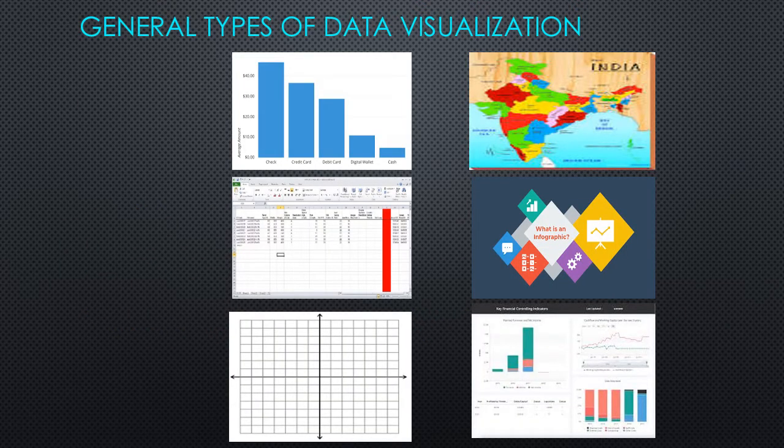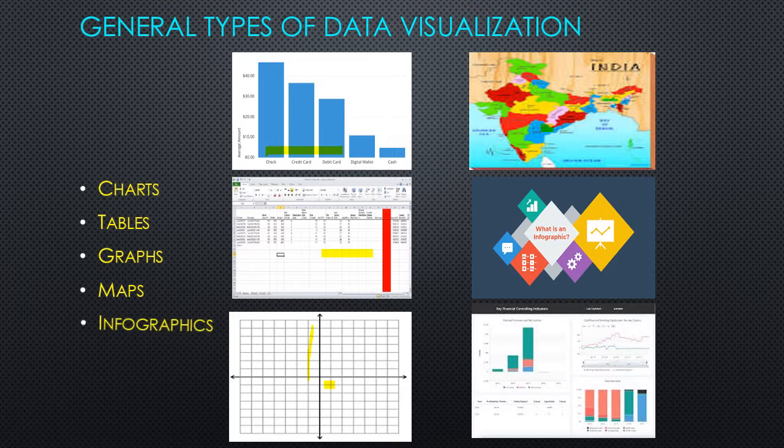Now the general types of data visualization. The first one is the chart, which is one example, then tables, and then graphs, with the x-axis and y-axis. Then maps. Then infographics: information shown in graphics is called infographics. Then the dashboard, which also shows all the details.